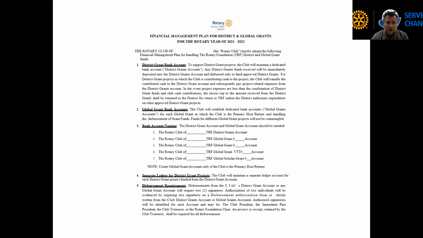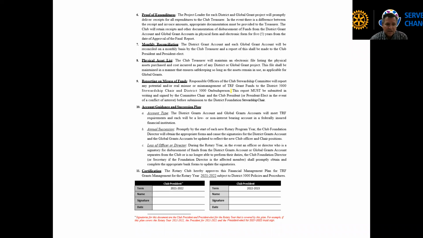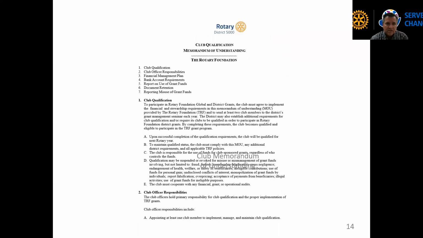Okay, this is kind of hard to read also, but again, this is available on the website. This is the financial plan, and it's a very, very simple thing. You just put in your club name. Second page, next slide, please. This is where the president and president-elect for next year, and the president-elect nominee for the following year, would sign, or a designate of the club. That's it for that form. Next slide, please. This is the memorandum of understanding.